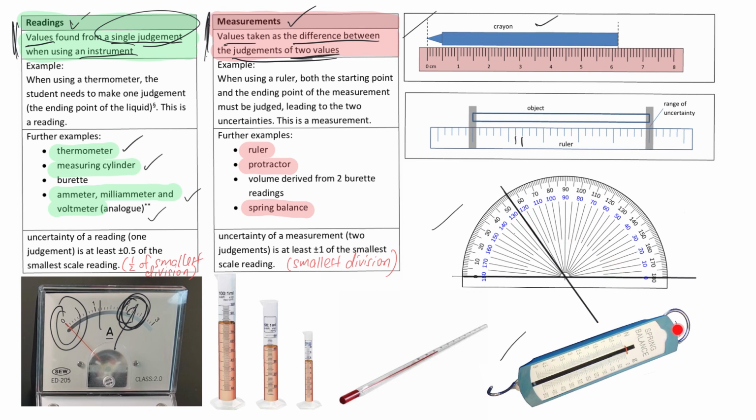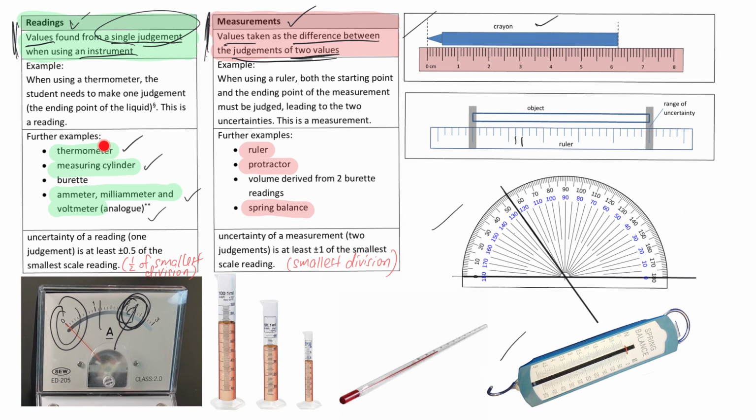And for the spring balance, you can actually adjust this metal plate here, the reading, up or down to align the pointer to the 0. So that itself is like 1 judgment. So in short, your ruler, protractor, or even your spring balance, where you have to determine or set the 0 yourself, then the precision will be the smallest division. So that will be easier to remember.